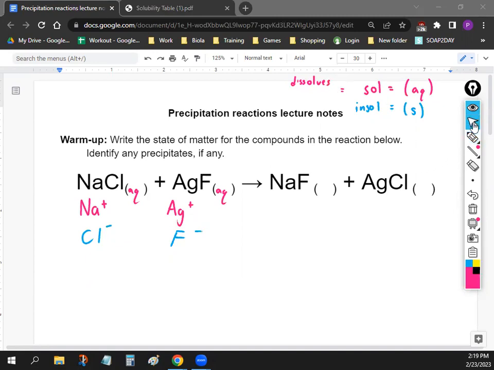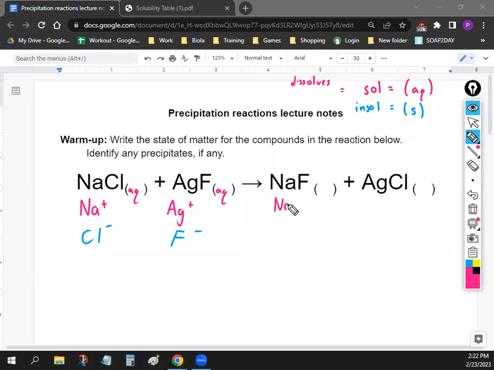So I'll give you guys maybe about 2 minutes to figure out this part right here. I want you to do the same thing for NaF and AgCl. Okay, guys, let's go over these really quickly and make sure we got them all correct.